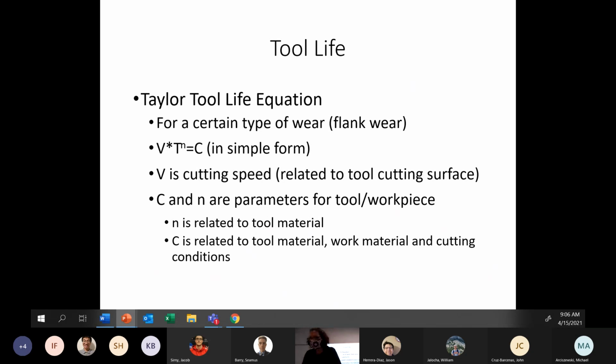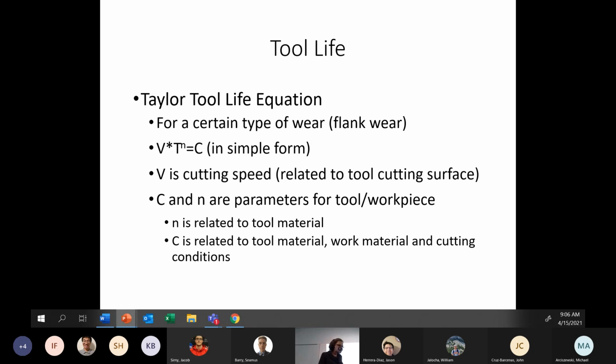Okay, so if we look at tool life, there's a number of ways in which tools can fail. There certainly would be cracking. There's certainly going to be a dulling of that.